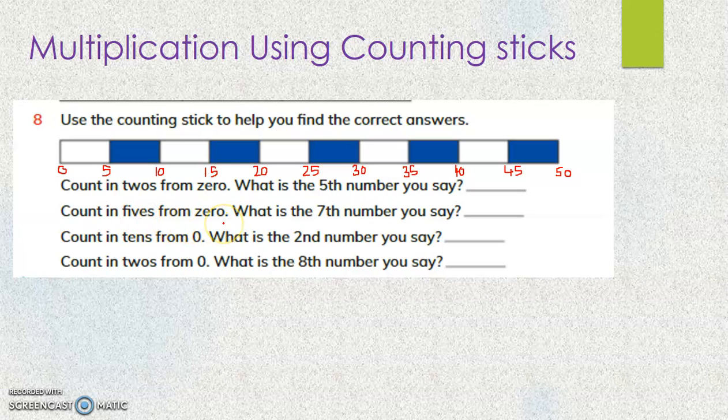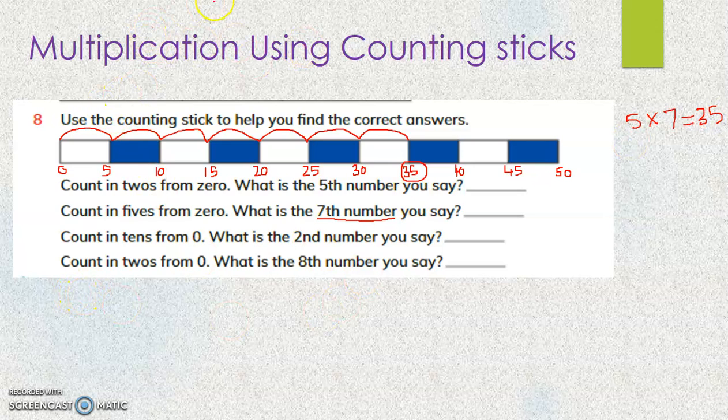Count in 5s from 0. What is the 7th number you say? Starting from 0, one jump is the first number. So we have to look for the 7th number: 1, 2, 3, 4, 5, 6, 7. The 7th number is 35. This is the same as 5 into 7, and 5 into 7 is 35.